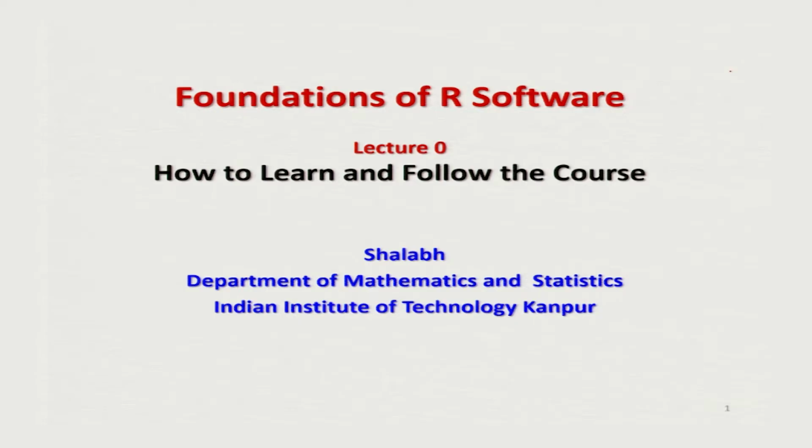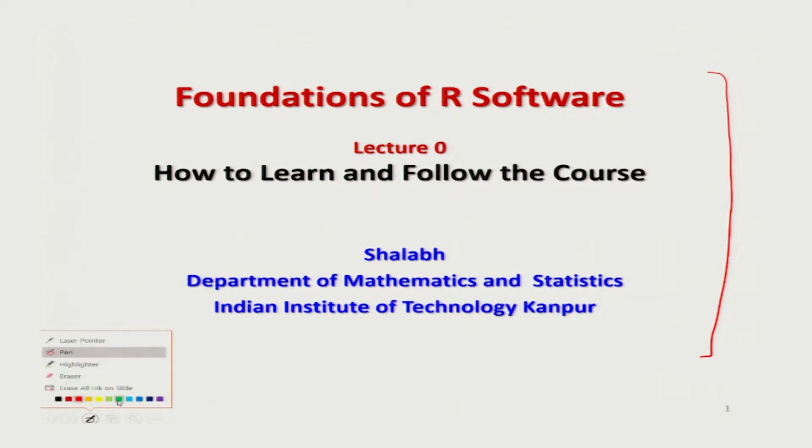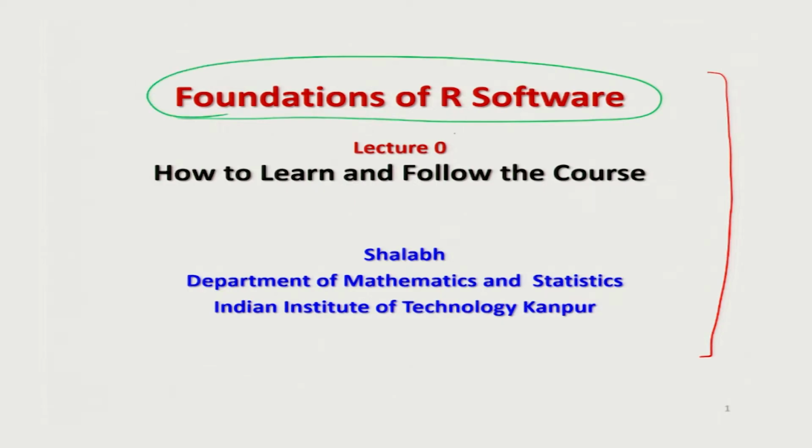So you can see here, this will be my course title page, and here I have got a button from where I can change the color of my pen. The first line is the title of the course, and the second line will be the number of the lecture. For example, this is lecture 0, and after that the title of the lecture, which will indicate what we are really going to do in this particular course. So the title of the lecture is how to learn and follow the course, and after this are the details about my name and my affiliation.